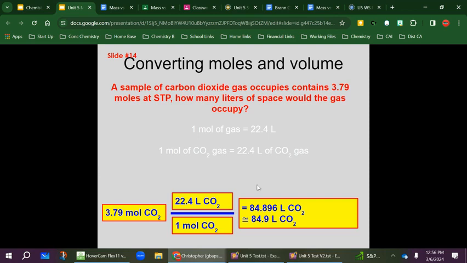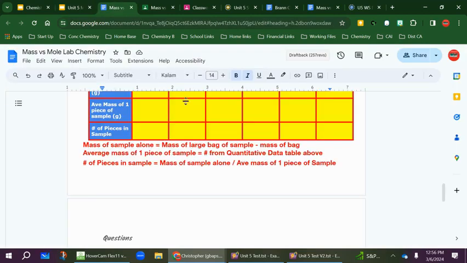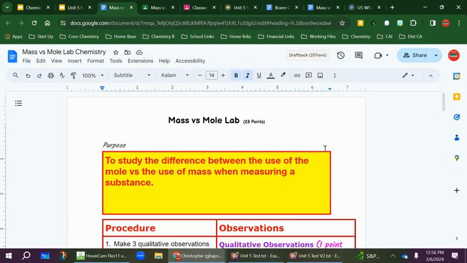Good. Open up the mass versus mole lab in your notebooks, ladies and gentlemen. When you get there, it should look like this. Open it up. This is what you're going to be doing in a couple of minutes. So today we're going to study the difference between the use of the mole and the use of mass when measuring a substance.